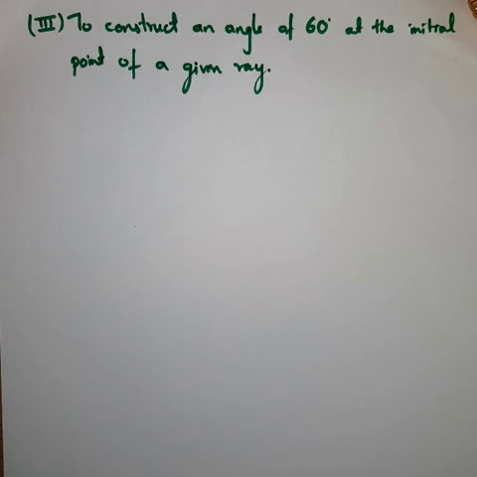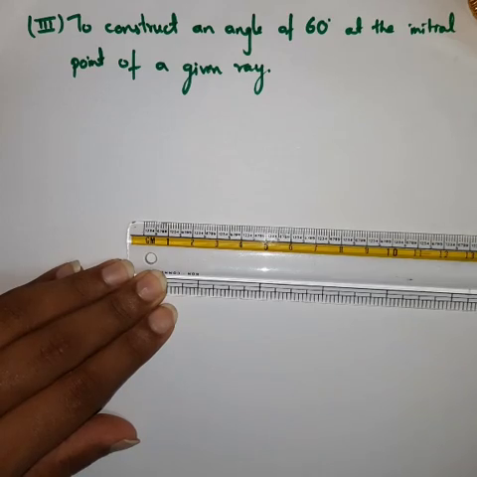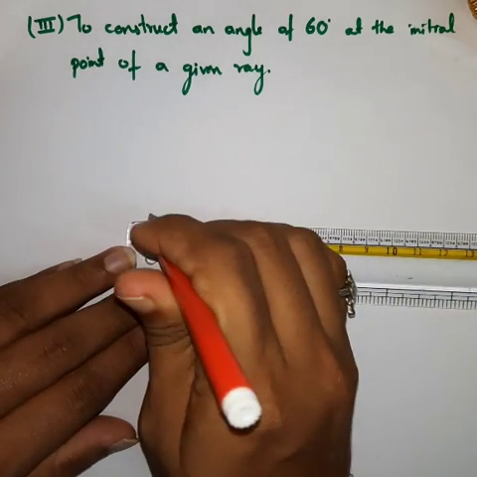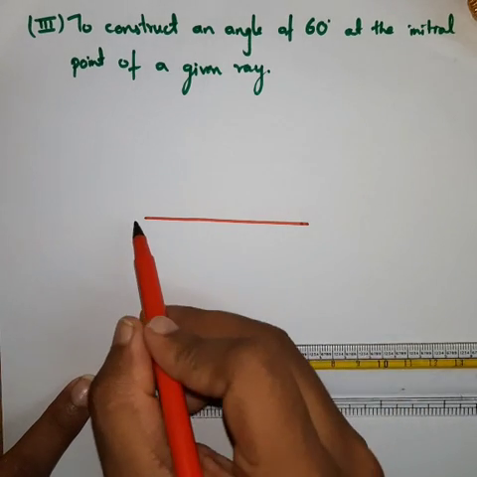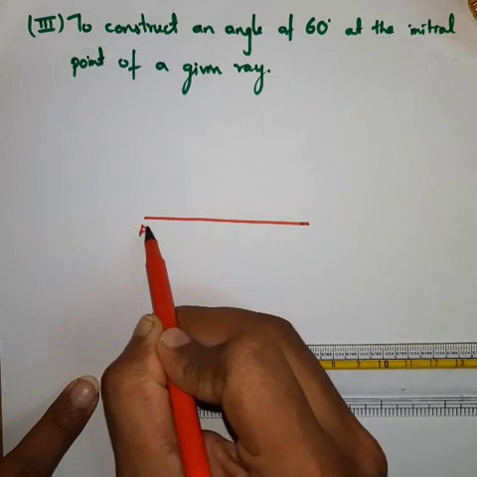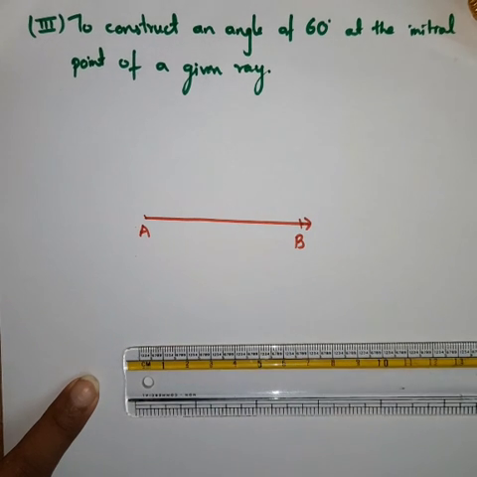So next construction is to construct an angle of 60 degrees at an initial point of a given ray. So I'll consider a ray. So this is my ray. The initial point I'll mark as A and this point I'll mark as B. To the ray AB, I need to construct 60 degrees.